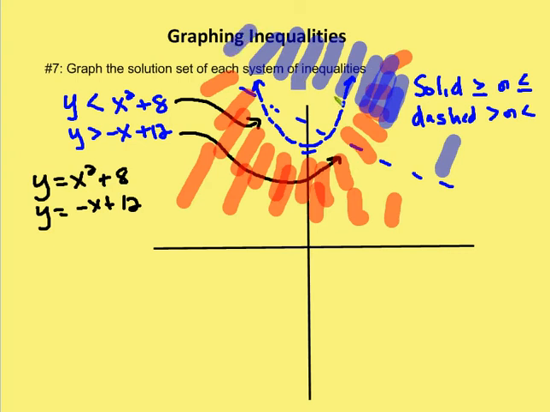And my solution becomes, and it's difficult to see in this particular graph, everything that is in common for both solution sets, or both inequalities. So I have this area that's going to be part of the solution, and then this area up here, which will be part of the solution.